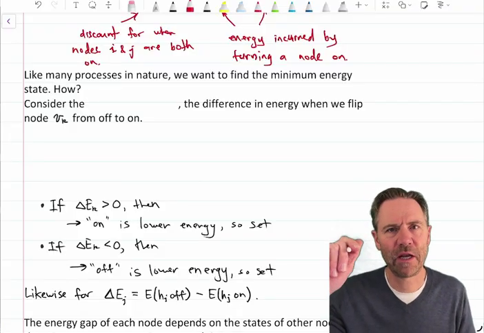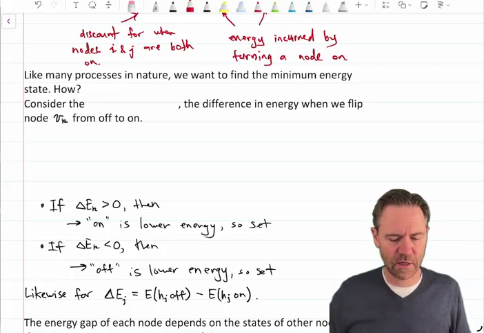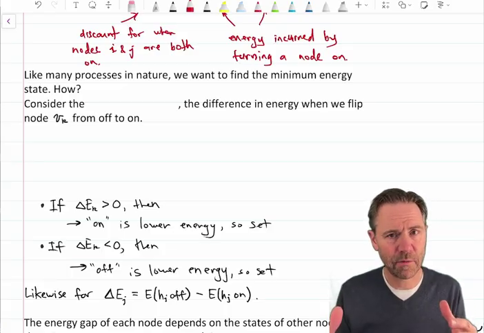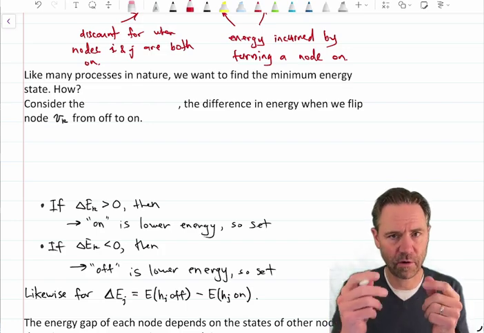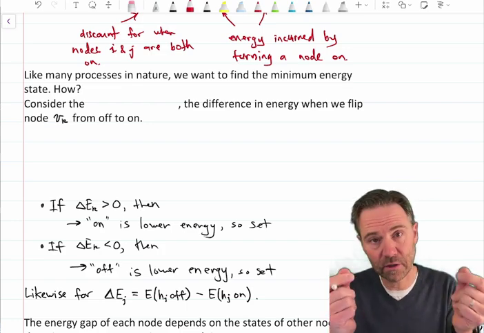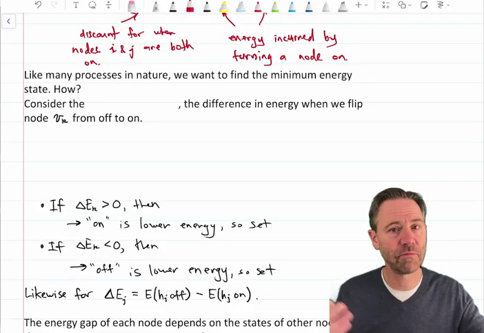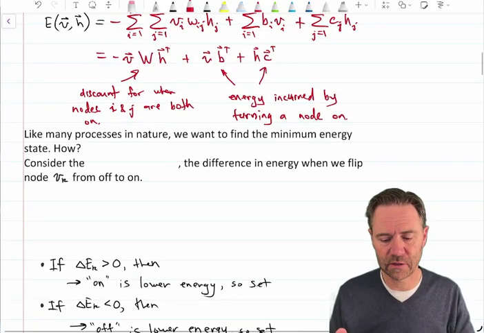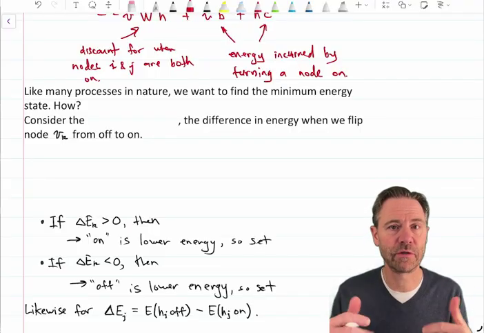Like many processes in nature, we want to find the minimum energy state. So how? Finding the minimum energy, as you saw with Hopfield networks, involves finding all the correct values for the nodes, ones and zeros. But we don't just have to accept the connection weights and those biases, B's and C's. We can also ask, how can we choose those to reduce our energy as well?